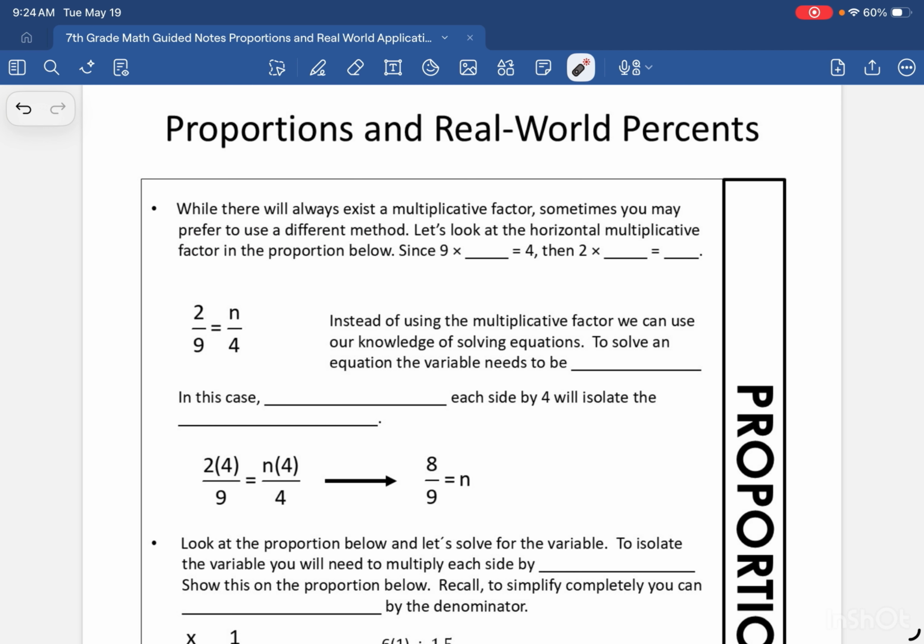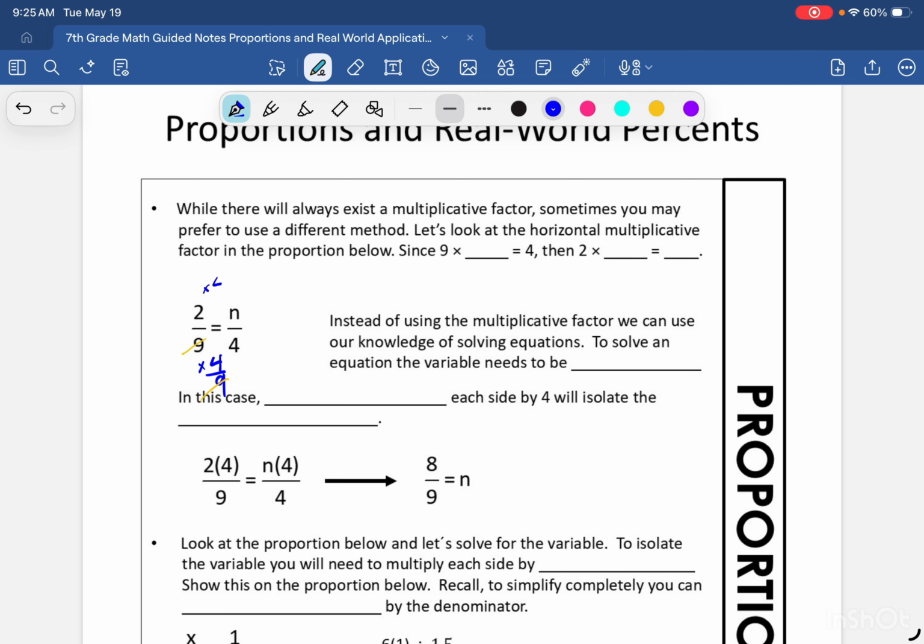While there will always exist a multiplicative factor, sometimes you may prefer to use a different method. Let's look at the horizontal multiplicative factor in the proportion below. Going horizontally on this proportion right here, 9 times some number equals 4. I don't know clearly what 9 times what equals 4, but if I multiply by the reciprocal, 4/9, those 9s will cancel out and I'll get 4. So if I multiply the top by 4/9 as well, 9 times 4/9 equals 4, then 2 times 4/9 gives me 8/9.